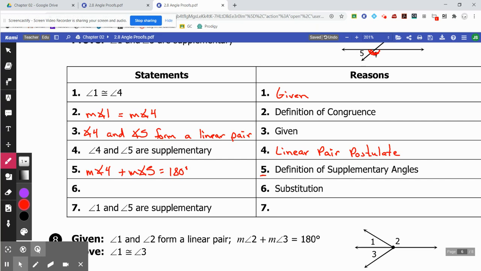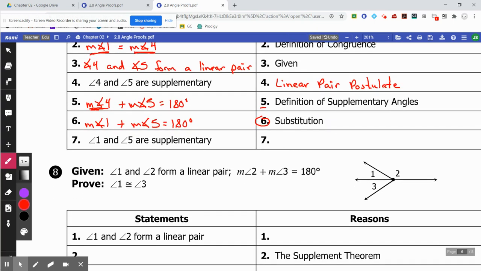And since we're trying to prove that 1 and 5 are supplementary, since we know 4 and 1 are the same, by substitution we can say the measure of angle 1 plus the measure of angle 5 is also 180 by that substitution property. And now since 1 and 5 add up to 180 as well, that means 1 and 5 must be supplementary by the definition of supplementary.